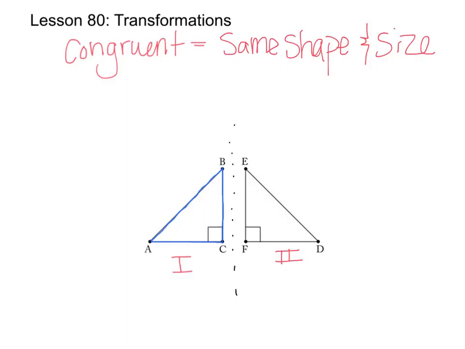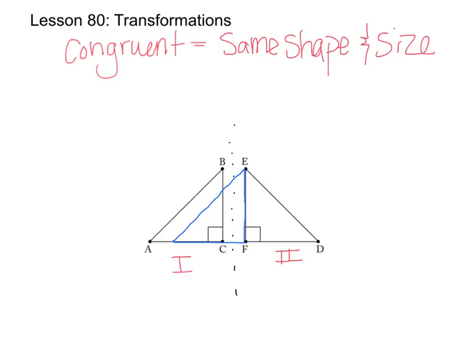We can also change the position by sliding something. Take, for instance, if I take this blue triangle, I just traced over the original triangle, and I slide it on over. It's the same triangle. All I did was slide it to the right slightly.